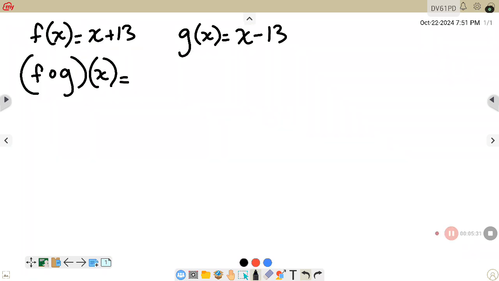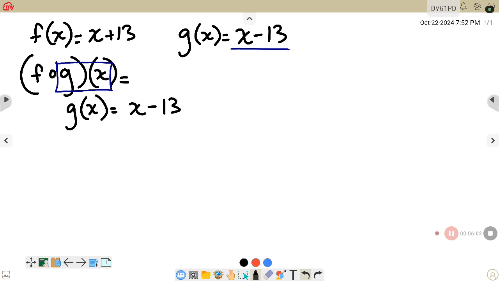All right, in this next one, again, I'm given two functions. f of x equals x plus 13, g of x equals x minus 13. This time it wants me to find f of g of x. So what this says is to go to the g function and replace the x with an x. In other words, do not change the g function at all. g of x equals x minus 13, and that's as far as I can take that first step because those terms do not combine.